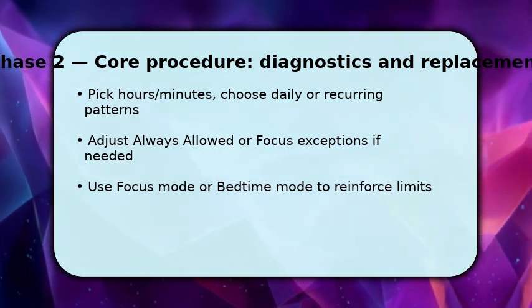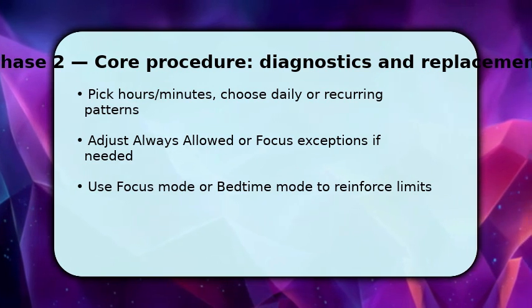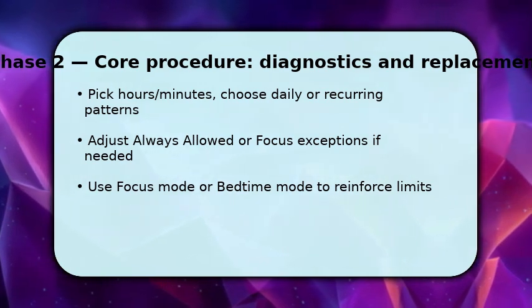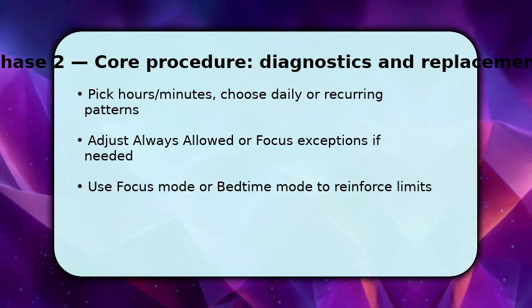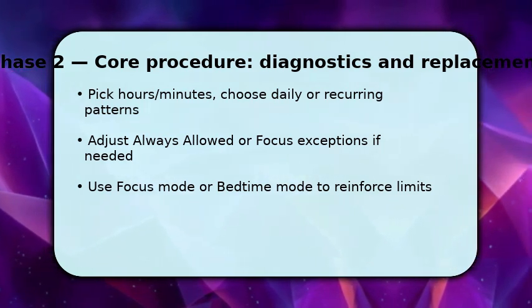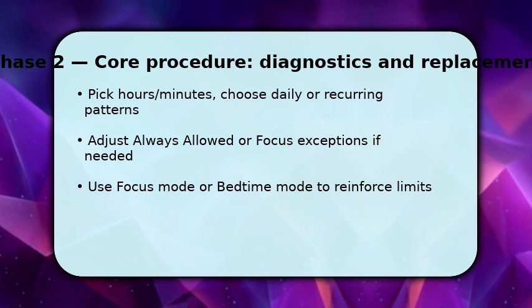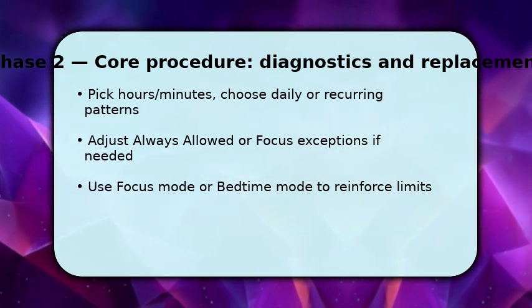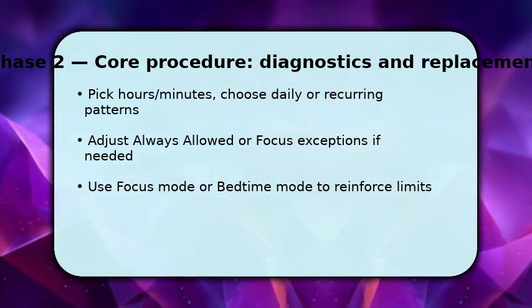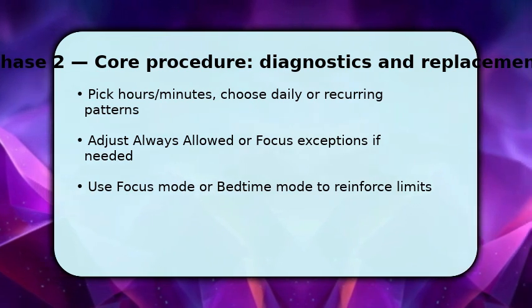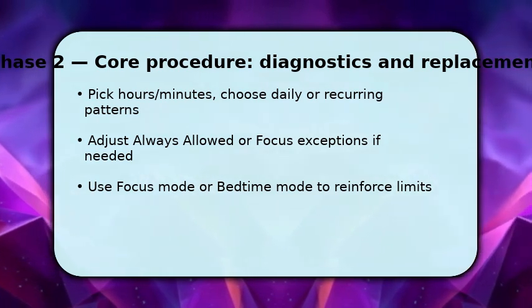If certain notifications or functions must stay active, add the app to Always Allowed, but be careful because that bypasses the timer. To strengthen control, enable Focus Mode or Bedtime Mode alongside the timer. They suspend distracting apps more aggressively. Make adjustments, then monitor behavior for a day to confirm limits act as you expect.